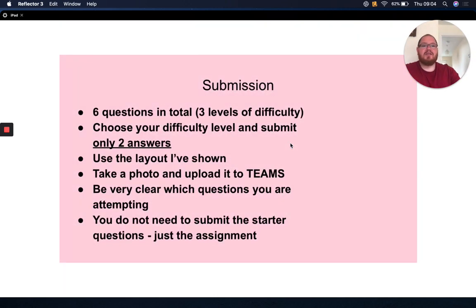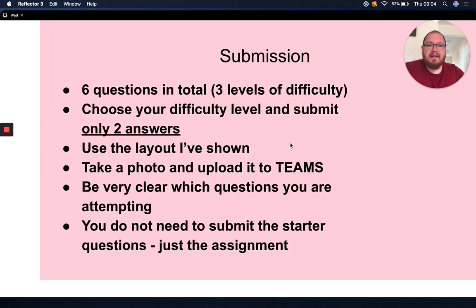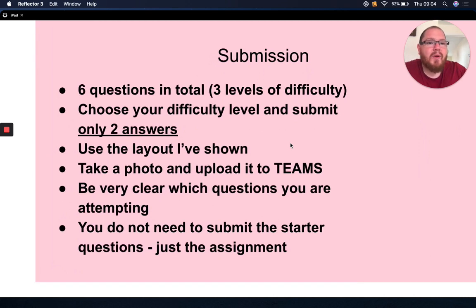So here's your submission, your assignment. So there's 6 questions in total with 3 levels of challenge. So we've got 2 questions that are quite easy, you've got 2 questions that are standard, and you've got 2 questions that are quite challenging. I just want you to choose two questions, so one of those difficulty levels to submit. So choose your difficulty level and submit, no matter what year you're in, no matter what class, okay? You just go for the level that you think you're good at. So you're only submitting 2 answers in this case. That's all we want is 2 answers, okay?